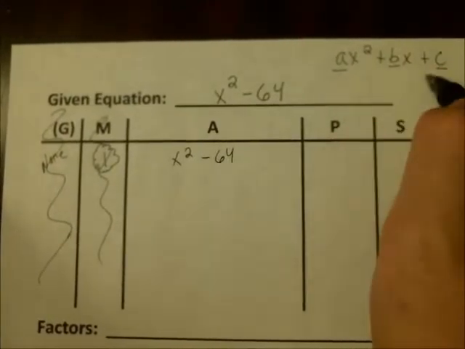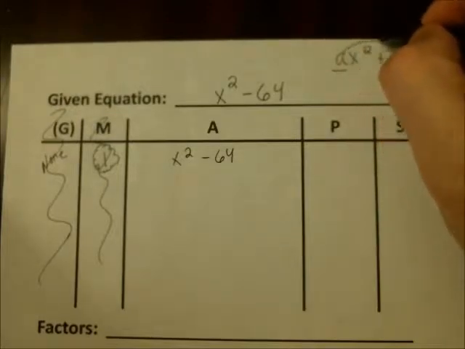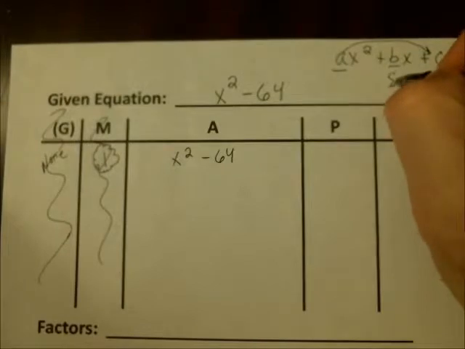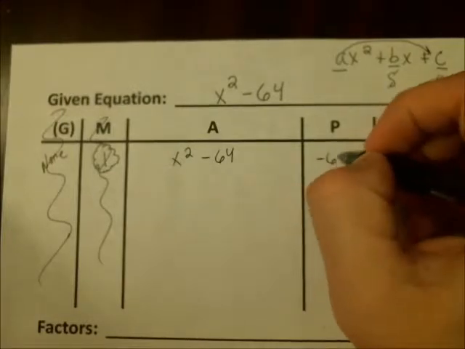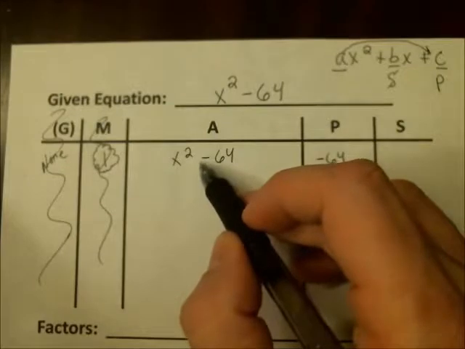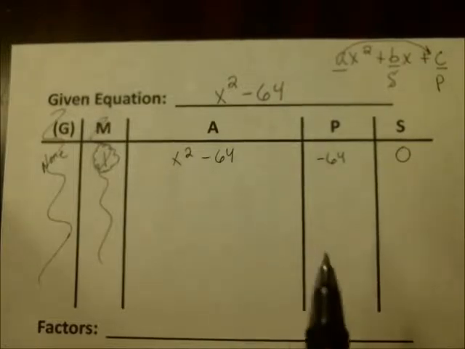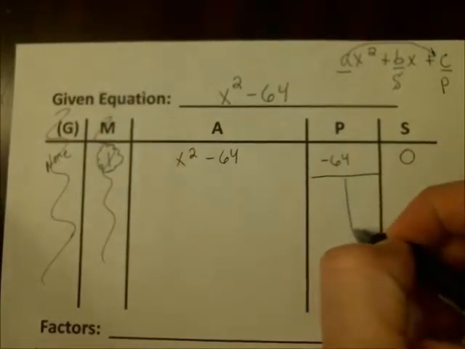Because if I look at my equation up here, this is my product term. It's A times C. That's my product term. And here is my sum term. Well, minus 64 would be my product. I don't have a bx term. There is no x. There's no bx. So my sum is 0. Not none. It's 0. So I need to find out how do I get negative 64.